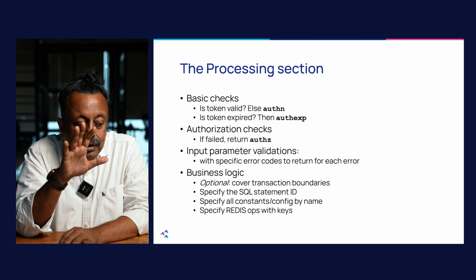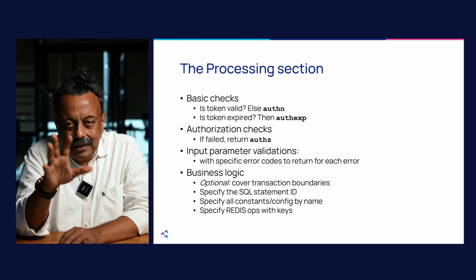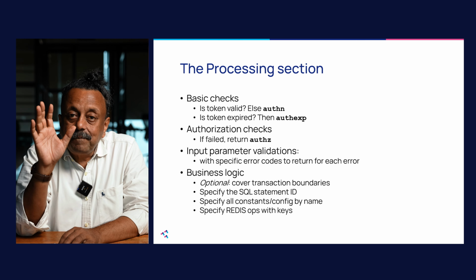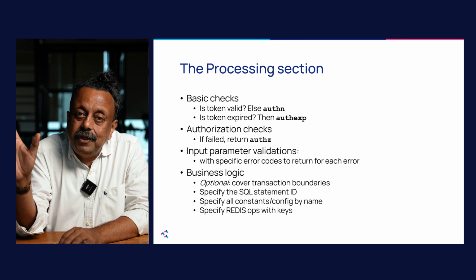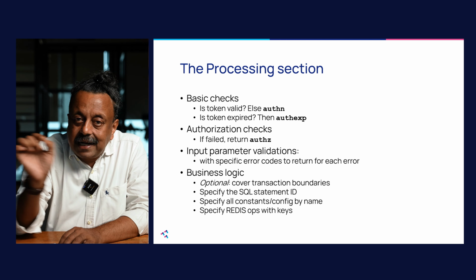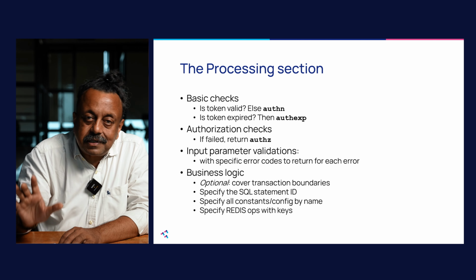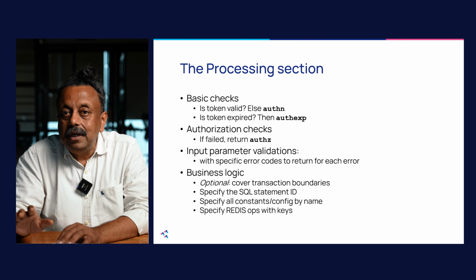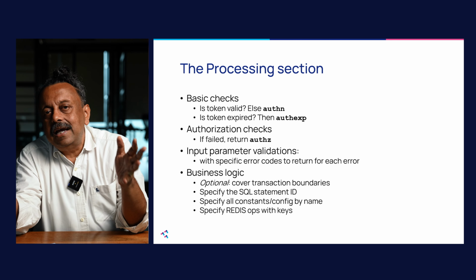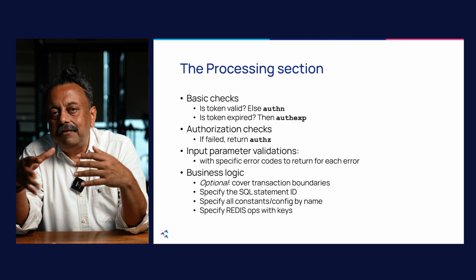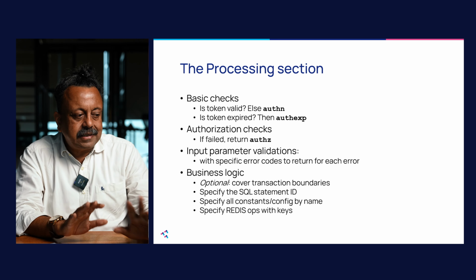We specify all the constants and configuration parameters by name. We'll come to these parameters a little later. We specify Redis keys if Redis is being used for caching. The exact key template will be specified in the web service specification, so that the developer knows this is the key format, or this is the structure of the key he has to use, and he will never have to invent his own. So this is what we write in the processing section.